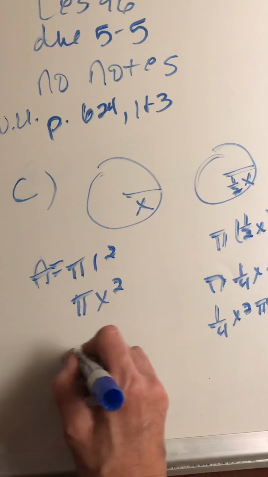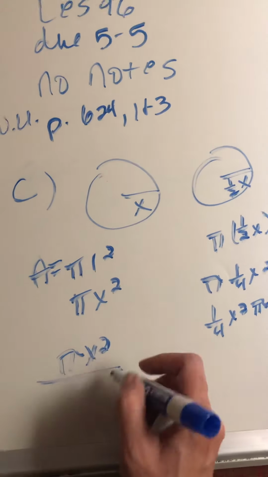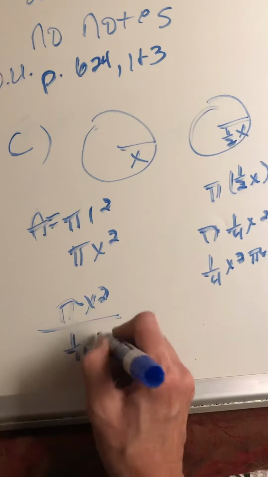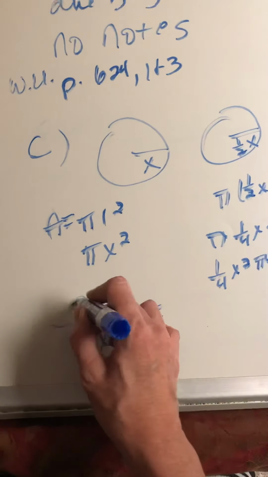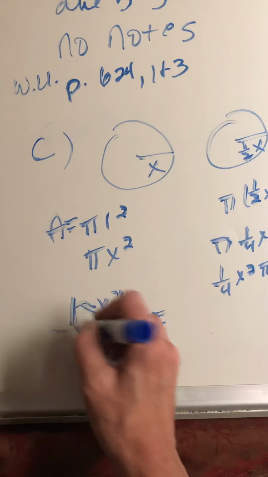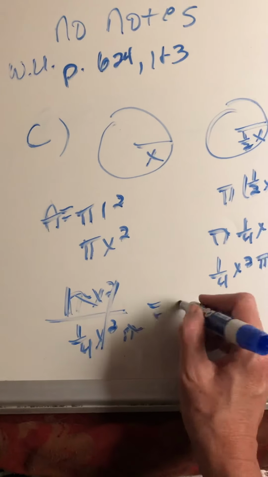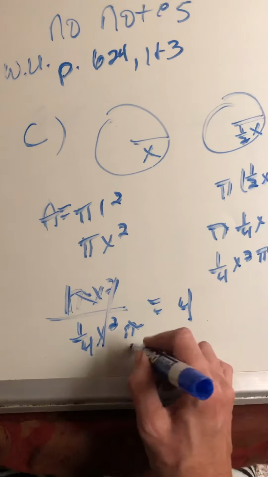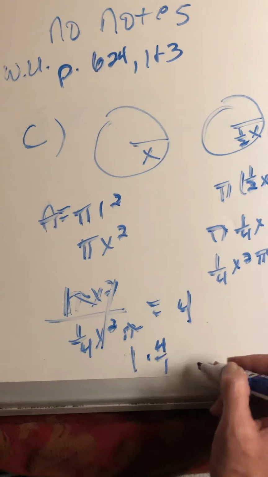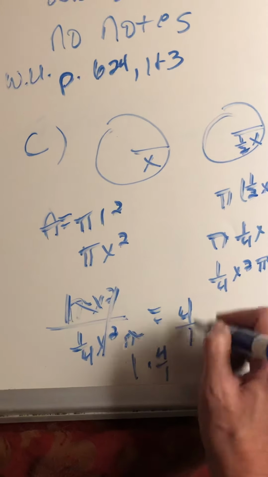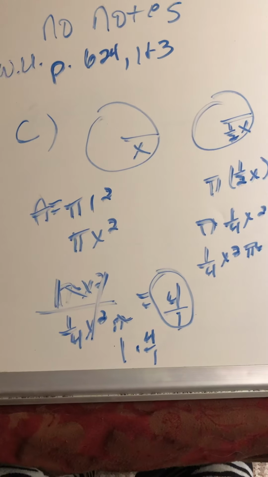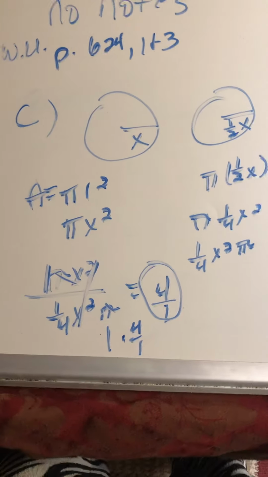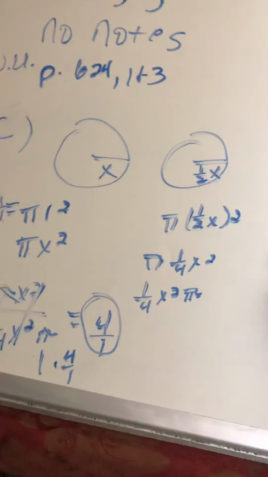So I'm taking my original area, pi x squared, over 1/4 x squared pi, and I'm simplifying this, which means pi's and x squareds cancel. I'm left with 1 over 1/4, which means that's 4. Because 1 over 1/4, you flip the bottom one to be 4 over 1. So you can say the ratio is 4:1. Okay? That's the area. Now we have to do the circumference.